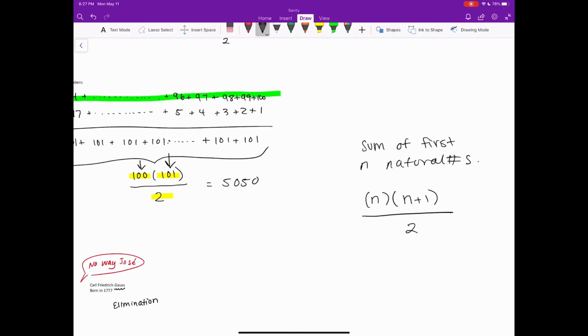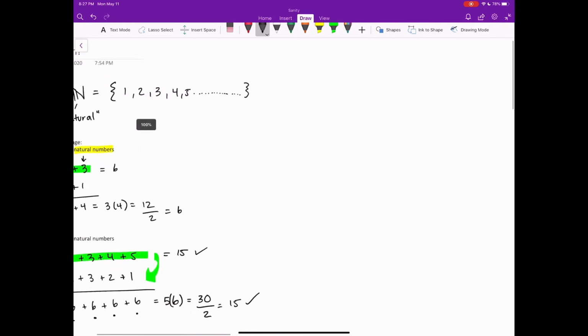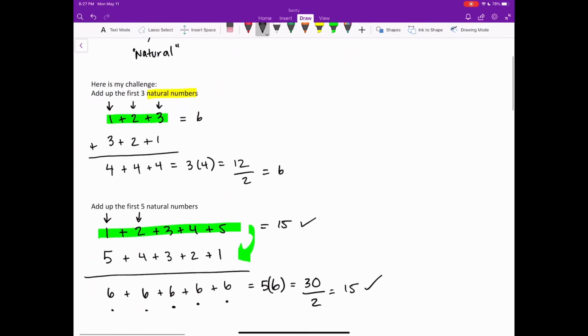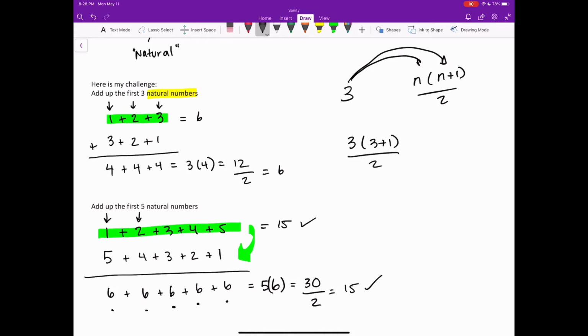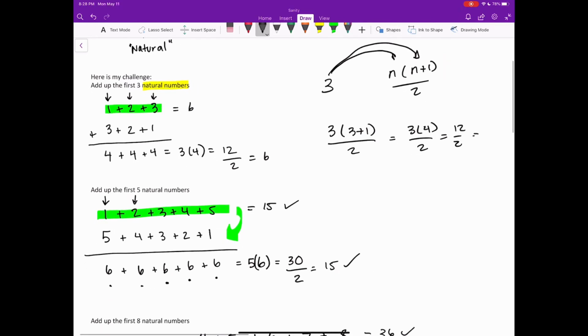So this formula, n times n plus 1 divided by 2. If I use that on any of these here, let's check and make sure. If I want the first 3 natural numbers, I'm going to have this formula of n times n plus 1 divided by 2. Let's plug in 3 for n in these two places. So that gives me 3 times 3 plus 1 divided by 2. Well, that's 3 times 4 divided by 2. That's 12 divided by 2. Yeah, that's 6. That checks out.